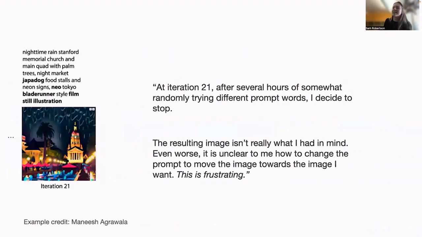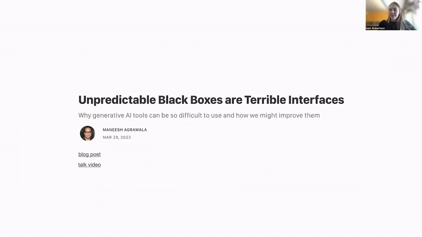Eventually he writes in an accompanying blog post to this talk that after 21 iterations and several hours of somewhat randomly trying different prompt words, he decided to stop. He said the resulting image isn't really what he had in mind. And even worse, it's unclear how to change the prompt to move the image towards what he did want. So he concludes, this is really frustrating. So frustrating, in fact, that the title of this talk and post is Unpredictable Black Boxes Are Terrible Interfaces.